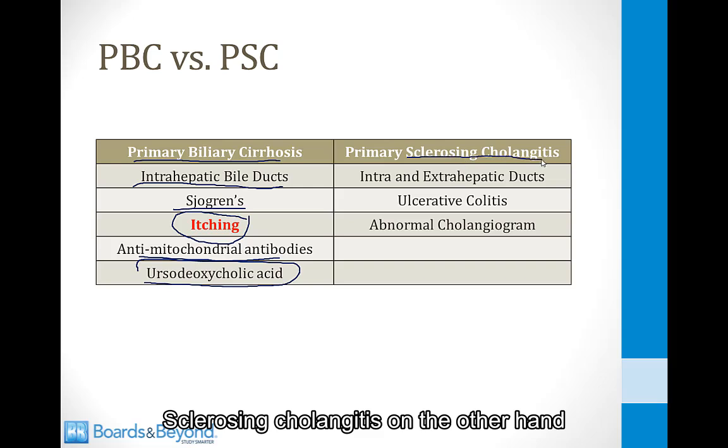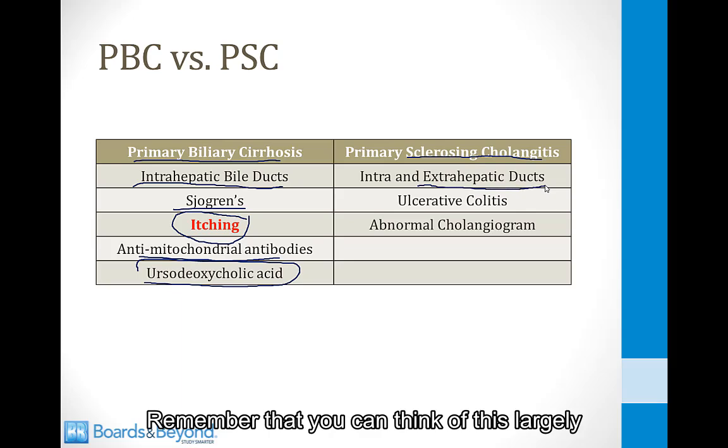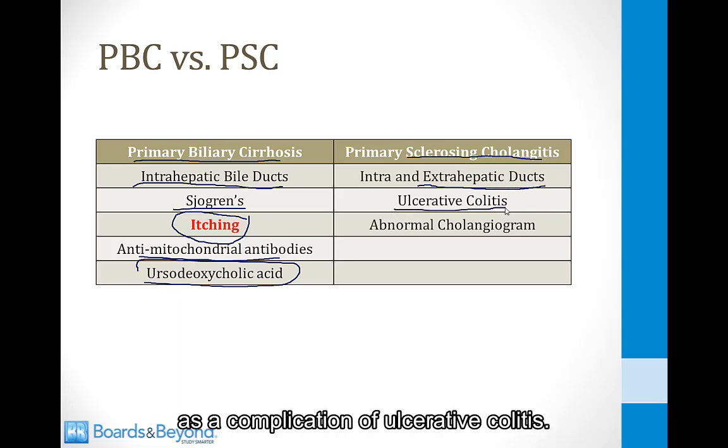Sclerosing cholangitis, on the other hand, involves intra and extrahepatic bile ducts. Remember that you can think of this largely as a complication of ulcerative colitis, and patients with this condition have those abnormal cholangiograms like I showed you a few slides ago.